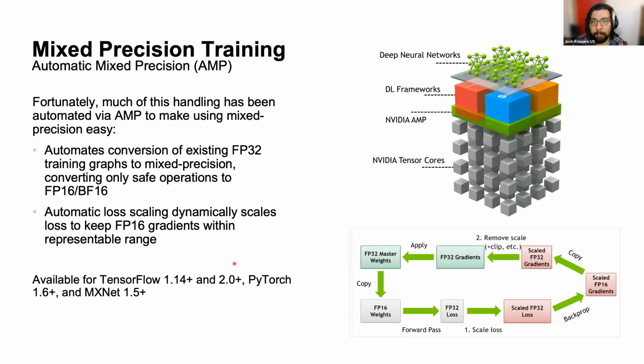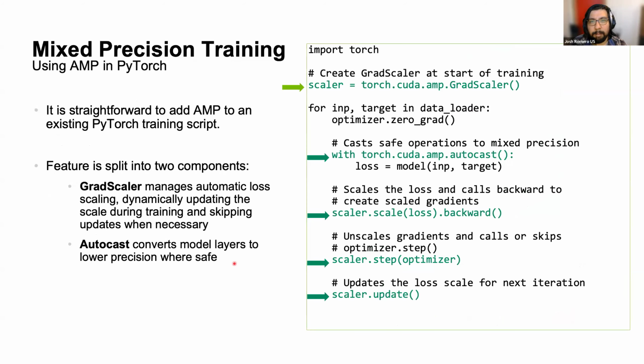So this has been available for a really, really long time now, and it's actually just a one-line or a few-line change to enable it in PyTorch. So this is an example of how you would actually use mixed precision training in PyTorch with a model, and we have this in the hands-on example. The feature in PyTorch is split into two components. It's split into something called a grad scaler, which handles automatic loss scaling and updating the scale during training to make the gradients as useful as possible.